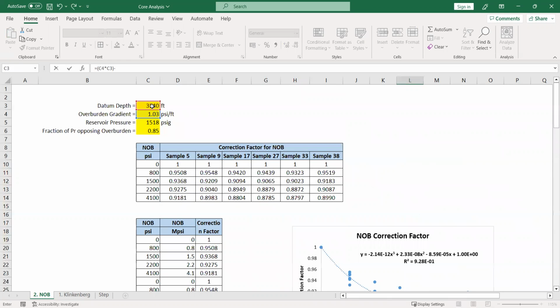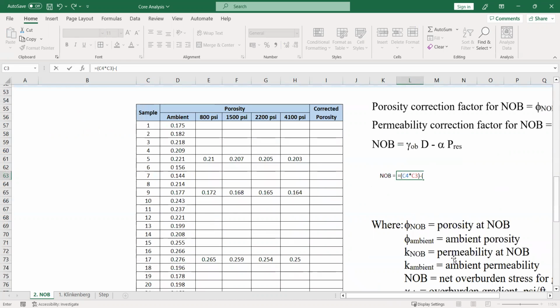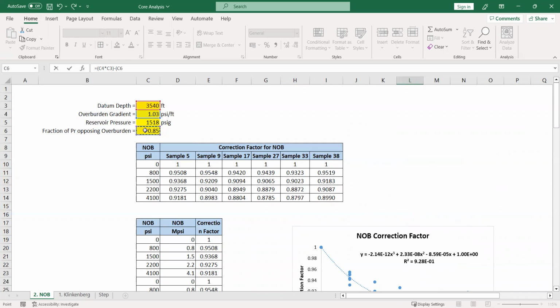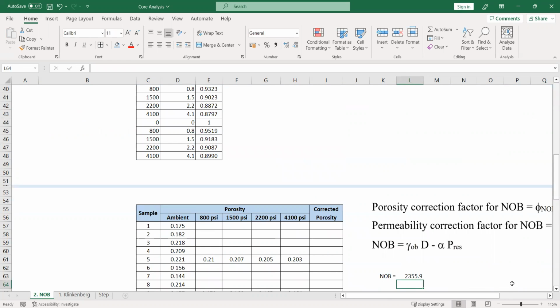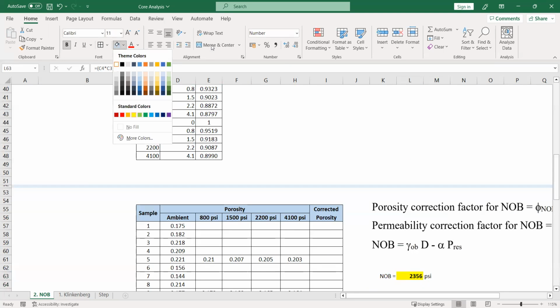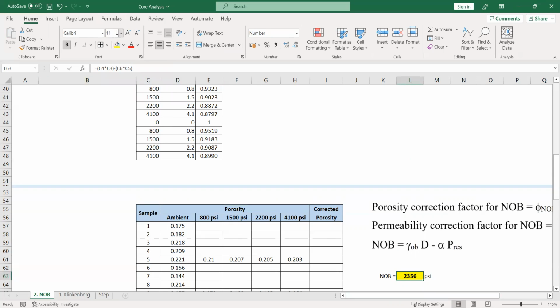Okay, and then subtracted by alpha multiplied by the reservoir pressure. So alpha is 0.85. Alpha again is the fraction of reservoir pressure opposing overburden, multiplied by the reservoir pressure. Okay, so now we get this. The net overburden stress is 2359 psi. Okay, so this is our NOB. Okay, very good.